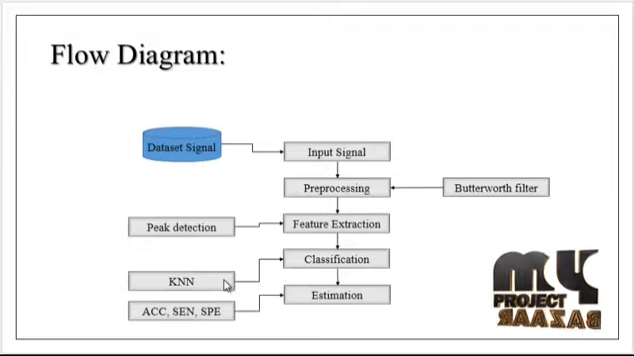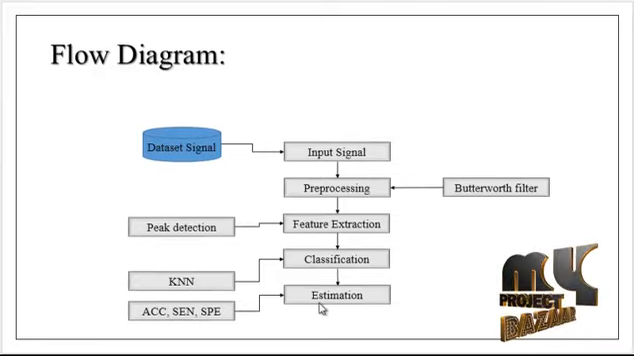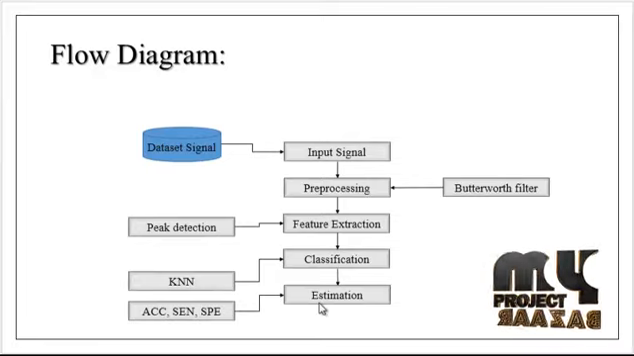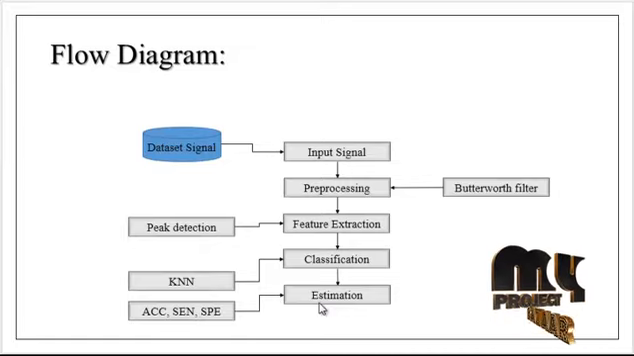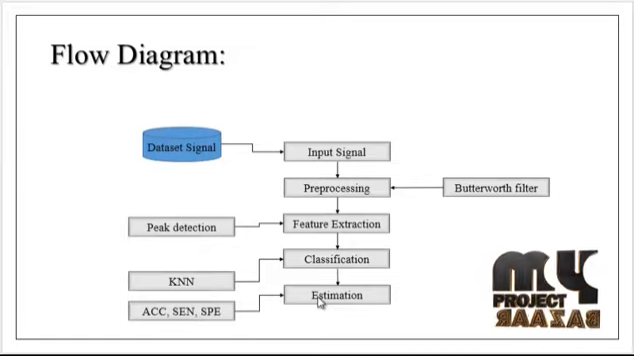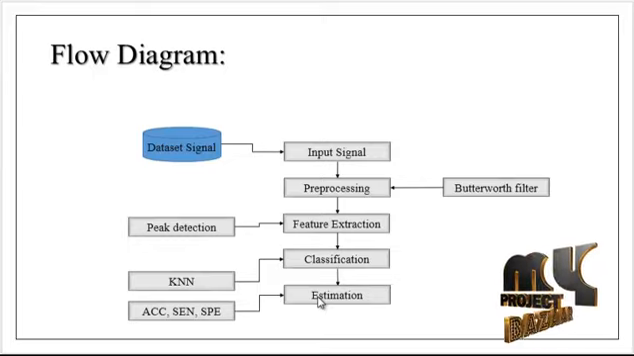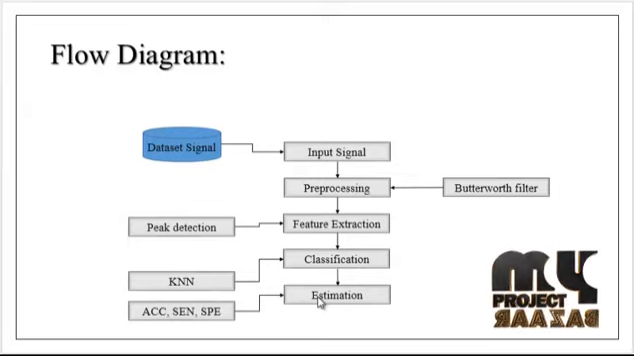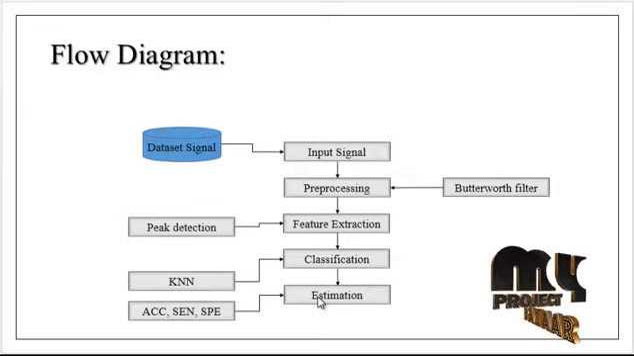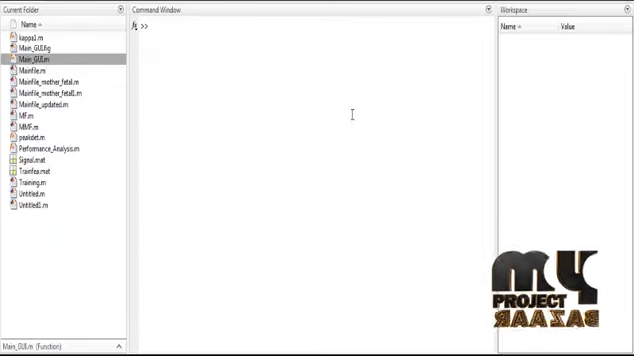After the estimation of normal or abnormal, we have the final stage of the process, that is the performance estimation. In this performance estimation, we have three kinds of performance measures: accuracy, sensitivity, and specificity. By using these three parameters only, we can justify whether our process is efficient or not. Now we are going to discuss the initial running procedure of the process.